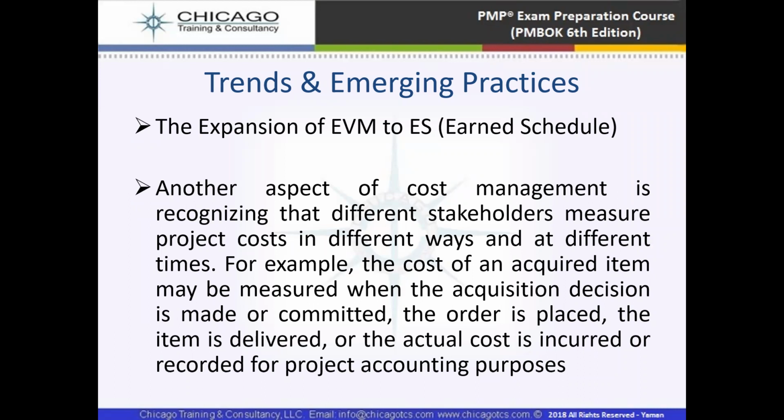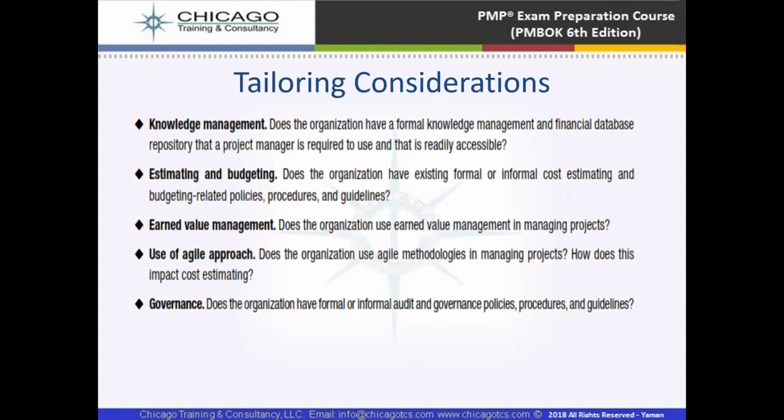The other aspect is that cost management recognizes that different stakeholders measure project costs in different ways and at different times. For example, the cost of an acquired item may be measured when the acquisition decision is made or committed, the order is placed, the item is delivered, or the actual cost is incurred or recorded for project accounting purposes. The other aspect is different stakeholder involvement, in different ways and at different timings. Each stakeholder participates at a different time and its cost is different. That's why we want to analyze the stakeholder participation and the costs incurred. We are going to analyze all this in project cost management.